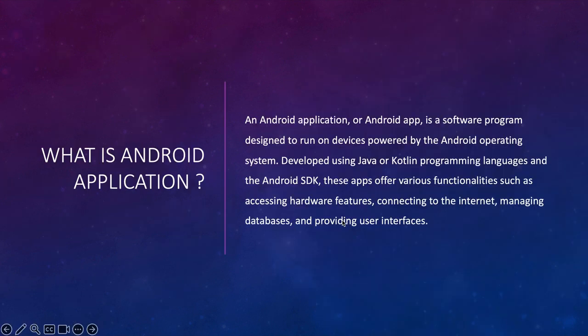What is an Android application? An Android application, or Android app, is a software program designed to run on devices powered by the Android operating system, developed using Java or Kotlin programming languages and the Android SDK. These apps offer various functionalities such as accessing hardware features, connecting to the internet, managing databases, and providing a user interface.